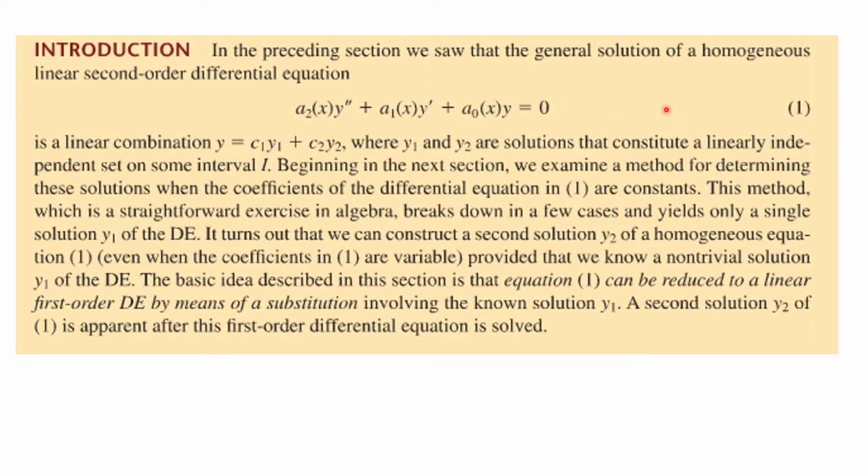In the preceding section, we saw that the general solution of a homogeneous linear second-order differential equation, shown here with variable coefficients, is a linear combination y equals c1 y1 plus c2 y2, where y1 and y2 are solutions that constitute a linearly independent set on some interval I.